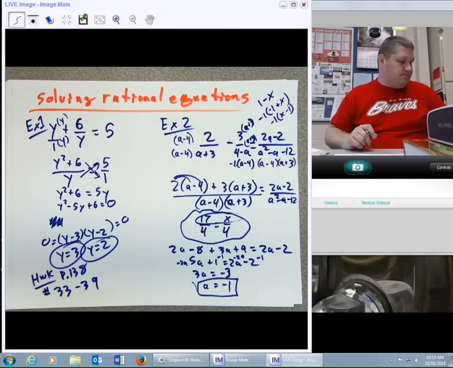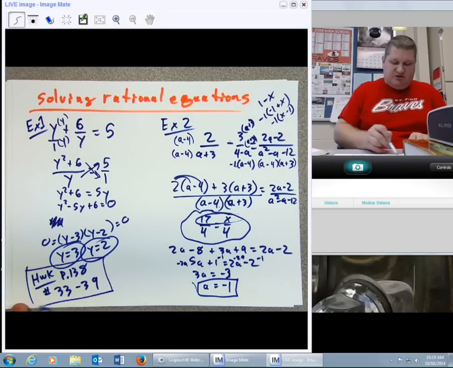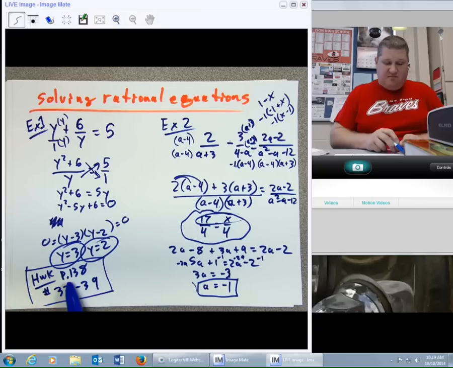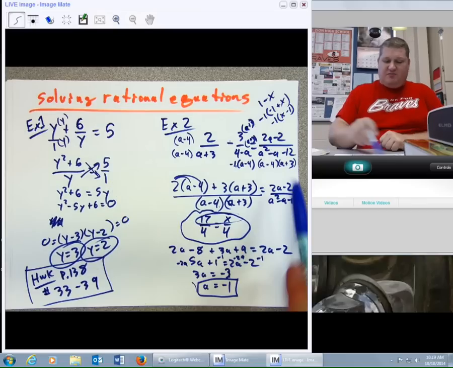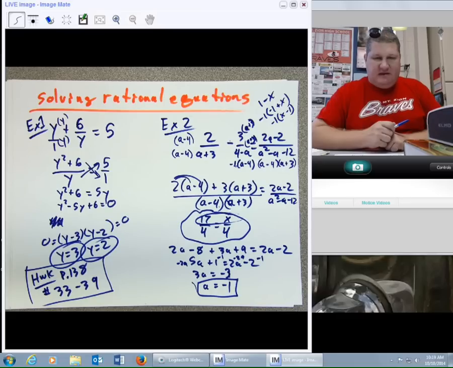Okay, ladies and gentlemen, we have some homework to do. That's going to be page 138, 33 to 39. You must write the problem, show all the work, give the answer, and verify that they are actual solutions that do not make it undefined.